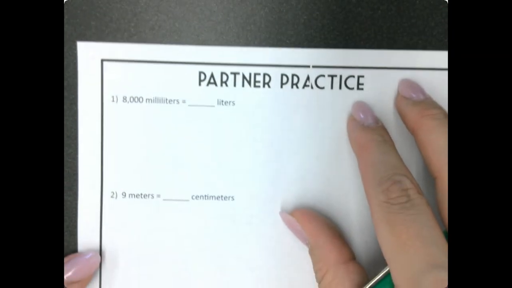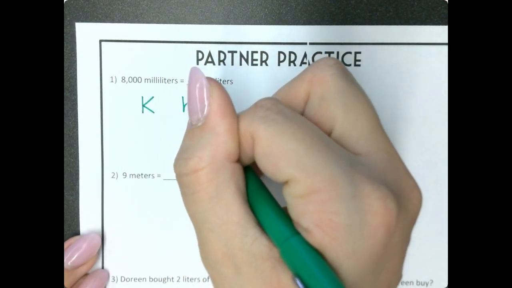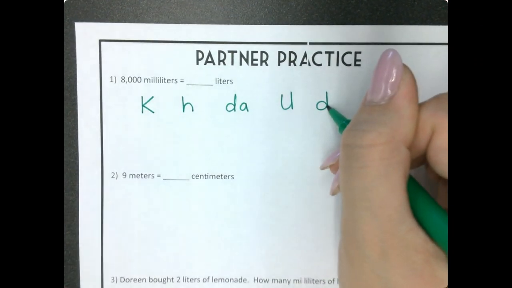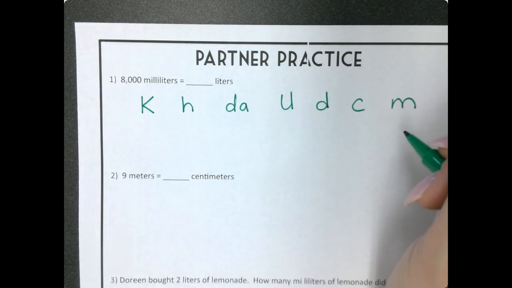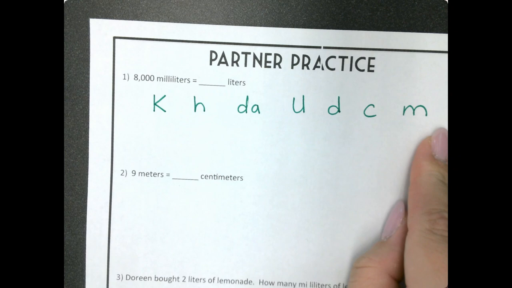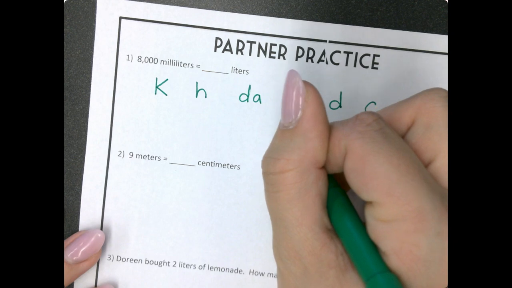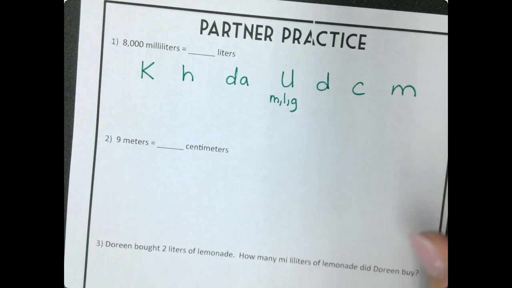We're going to go to the next page. What's our saying that we're going to write here? King Henry died unusually drinking chocolate milk. Don't add any other letters in there because then you're going to confuse yourself. What letters can we put under the U? Yep, MLG. It can go in any order. It doesn't matter. All right, so we're doing 8,000 milliliters to liters.